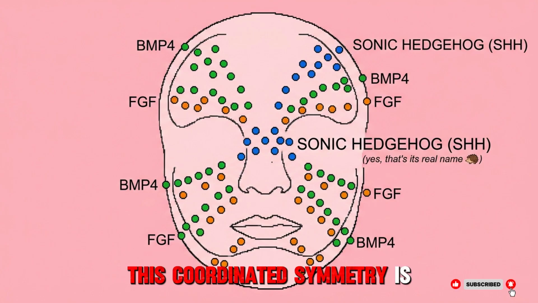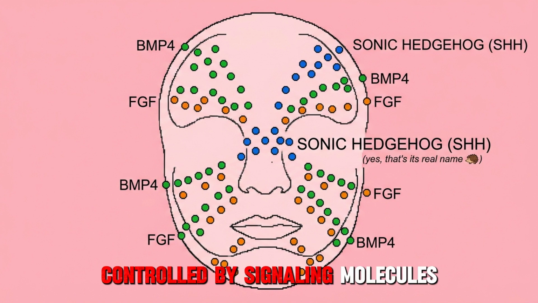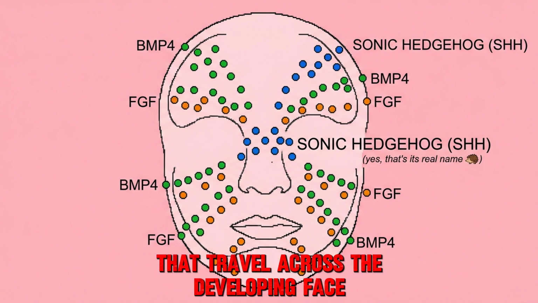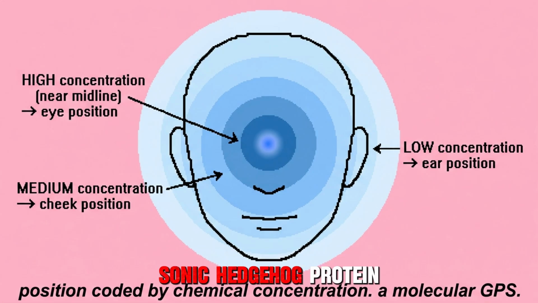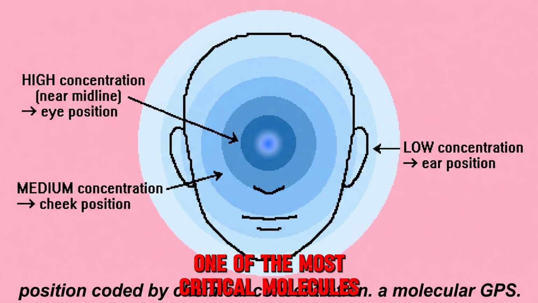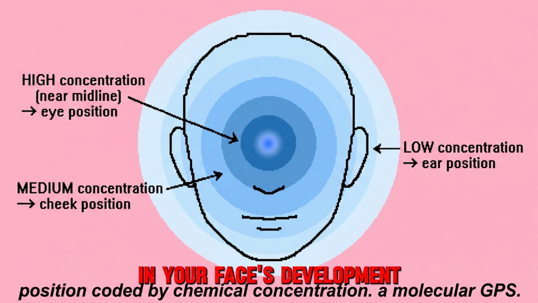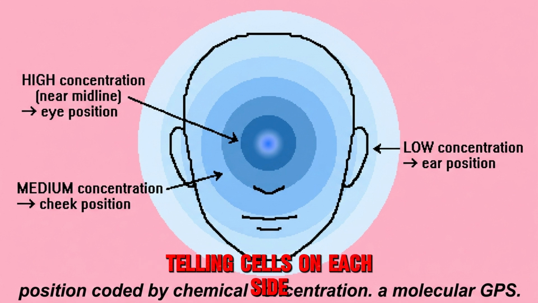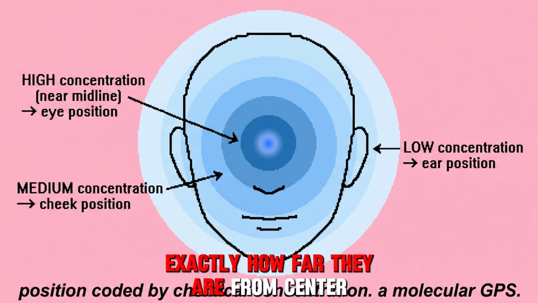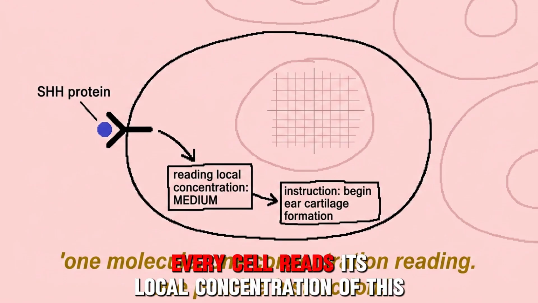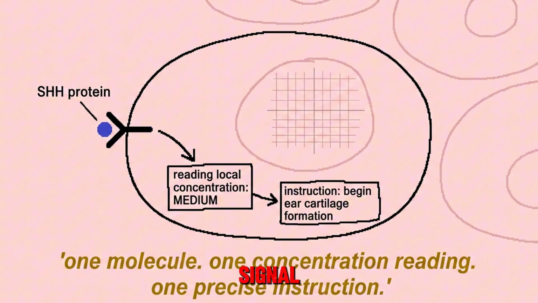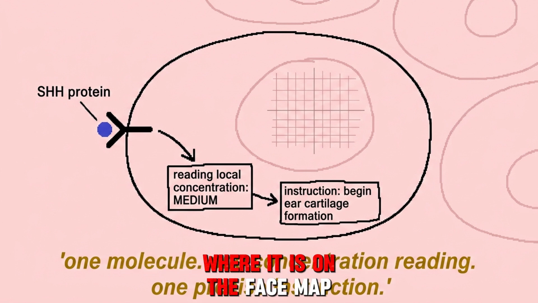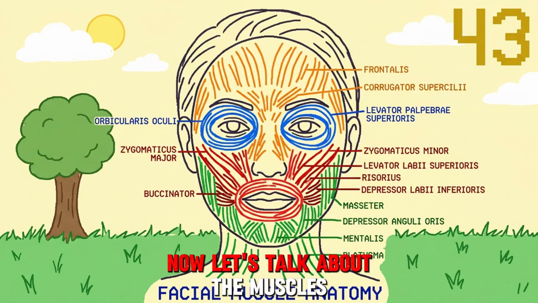This coordinated symmetry is controlled by signaling molecules, chemical messages that travel across the developing face. Sonic hedgehog protein, one of the most critical molecules in your face's development, spreads outward from the midline, telling cells on each side exactly how far they are from center. Every cell reads its local concentration of this signal and knows with extraordinary precision where it is on the face map. Now, let's talk about the muscles.